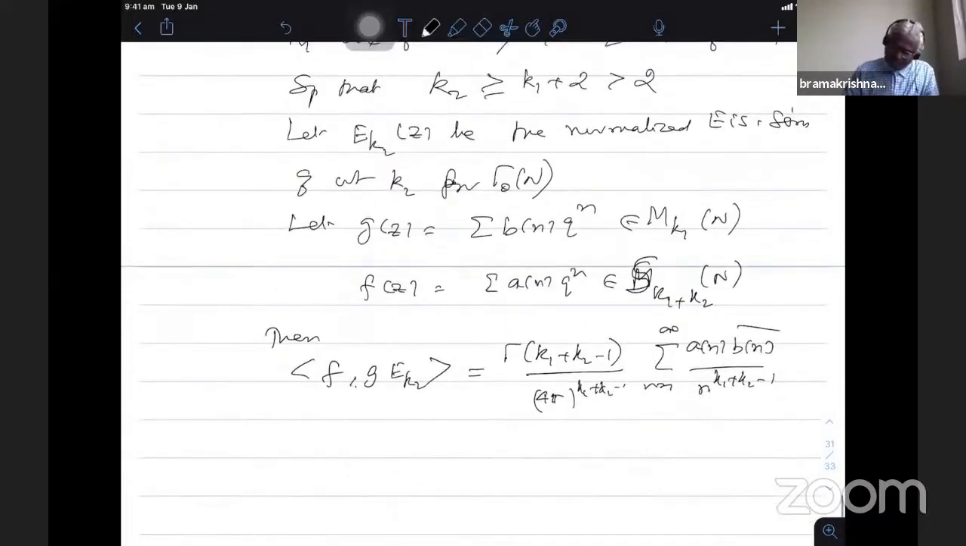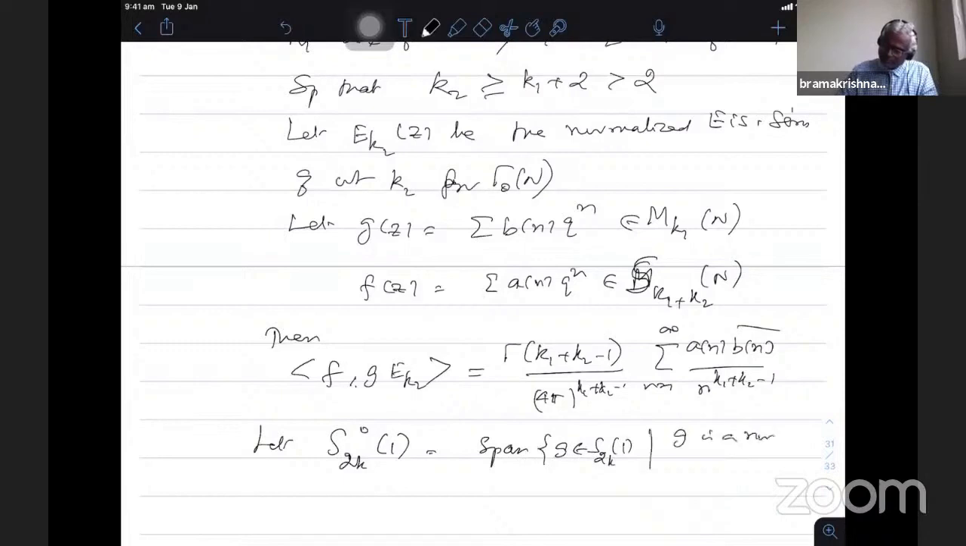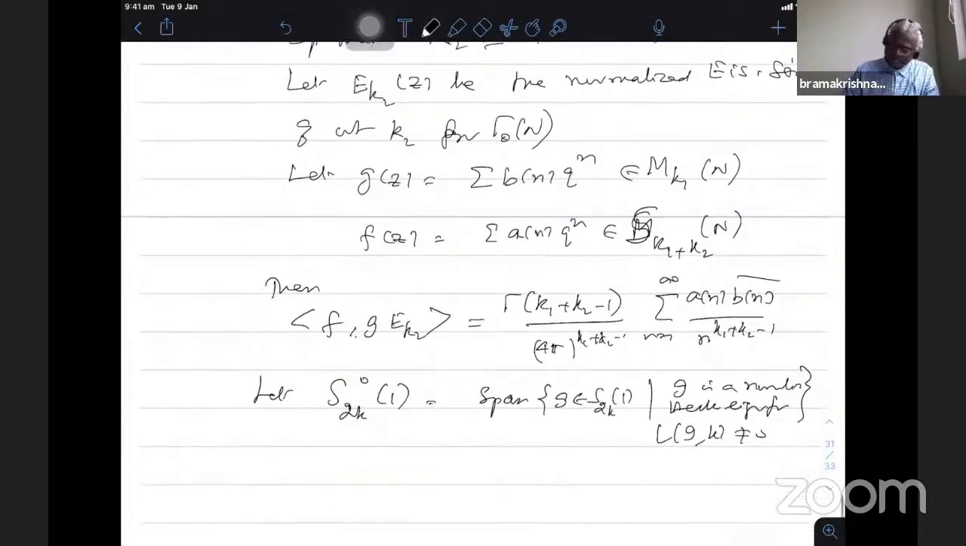So let S2k 0. So many superscripts are there. You have to keep track of these things. This is equal to the span of all these G in S2k such that G is a normalized eigenform such that L of G, k is non-zero. So take all the G for which the L function value at s equal to k is non-zero. You collect all the G and then span the space. But that spans a subspace, not necessarily the full space, because it is a subspace of S2k. You call it S2k 0.